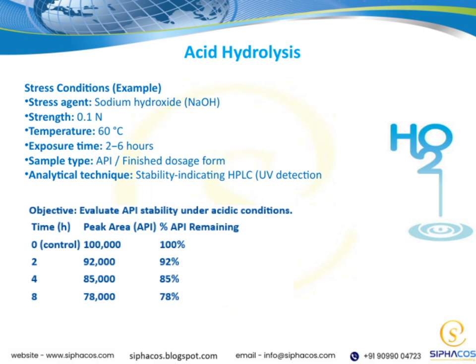This particular example involves samples such as active pharmaceutical ingredients or finished dosage forms. To analyze the results, we use a stability indicating HPLC method, specifically with UV detection. This technique helps us identify any degradation products formed during the hydrolysis. The goal here is to understand how the compound behaves under alkaline conditions, which is crucial for assessing its stability and ensuring its quality throughout shelf life. This example highlights how controlled stress conditions can provide valuable insights into the robustness of pharmaceutical products.